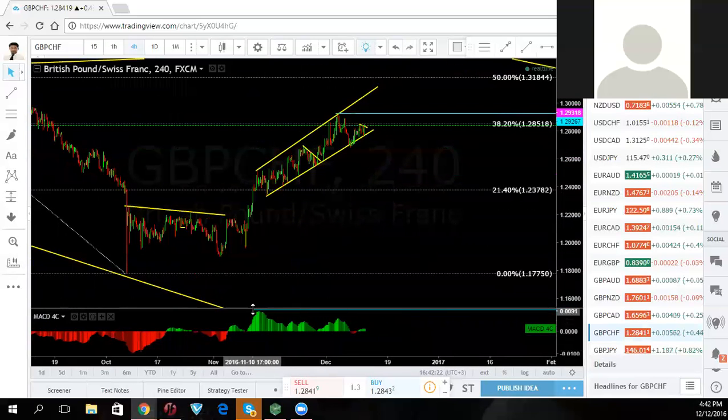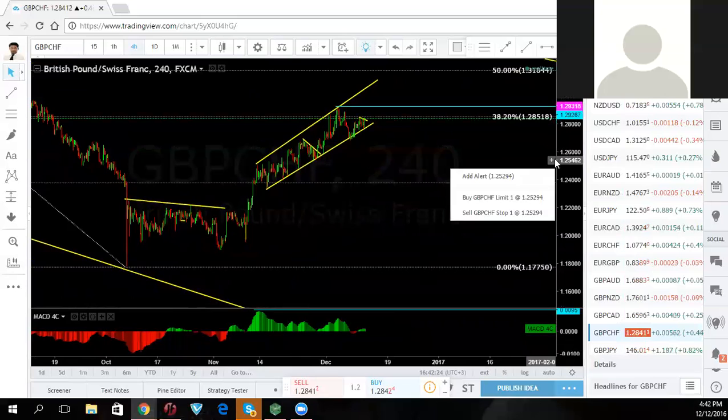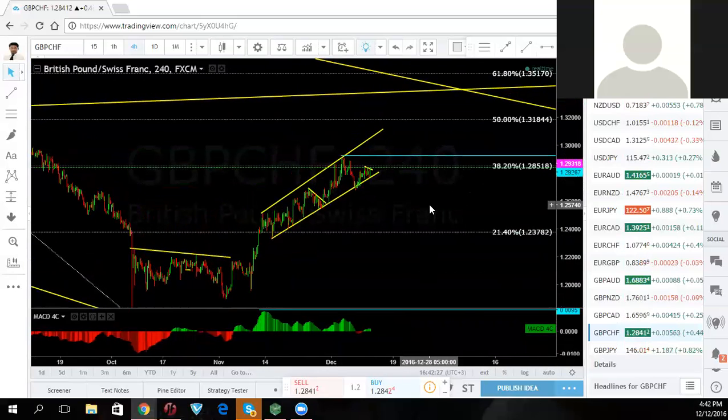You can see we already have some divergence in here, so that's a good sign that they will break it eventually. Let them push one more up, that's okay. We'll wait for the sell setup.